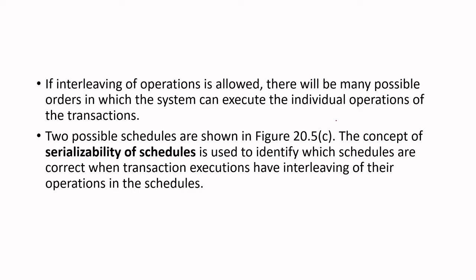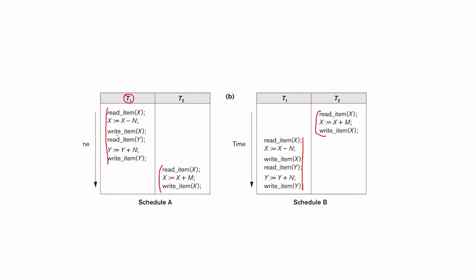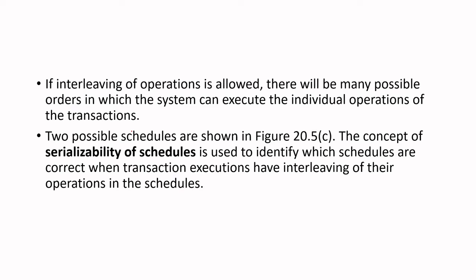Now, if interleaving of operations is allowed, there will be many possible orders in which the system can execute the individual operations of the transactions. Interleaving is a very basic concept. We started with interleaving when discussing transactions, and we said it is required for better CPU utilization. But there are issues that can occur when we interleave operations, such as dirty read problems or lost update problems, and repeatable read might not be possible. Several issues we had discussed. Such errors should not occur, but at the same time we want to improve CPU utilization, and for that interleaving is necessary.